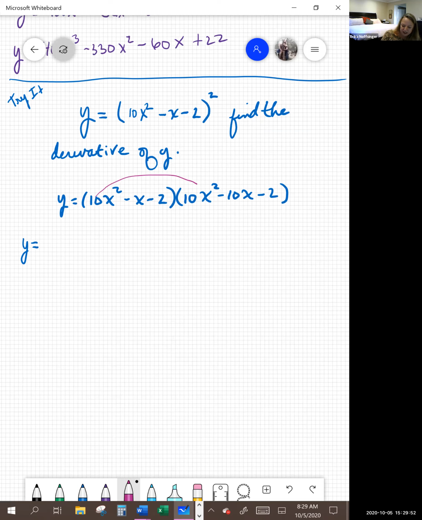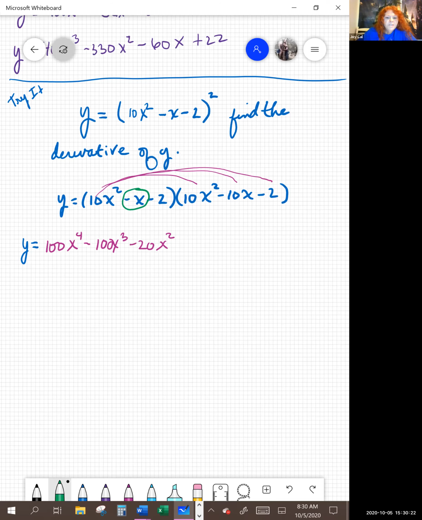So I'm distributing this 10x squared to every single term inside the parentheses. So a 10x squared times a 10x squared is 100x to the 4th. A 10x squared times this negative x is a negative 10x cubed. This 10x squared times the negative 2 is negative 20x squared. Okay, so now I'm going to take this negative x.